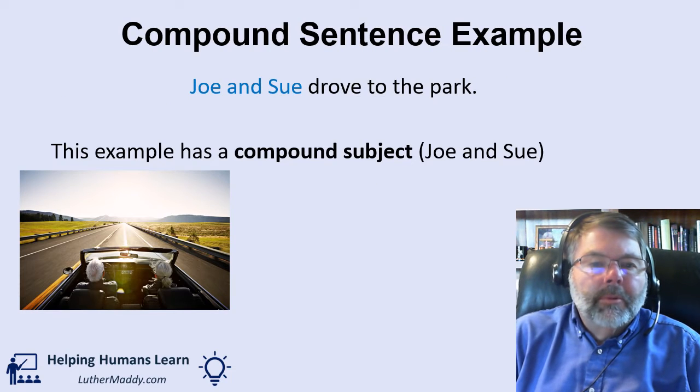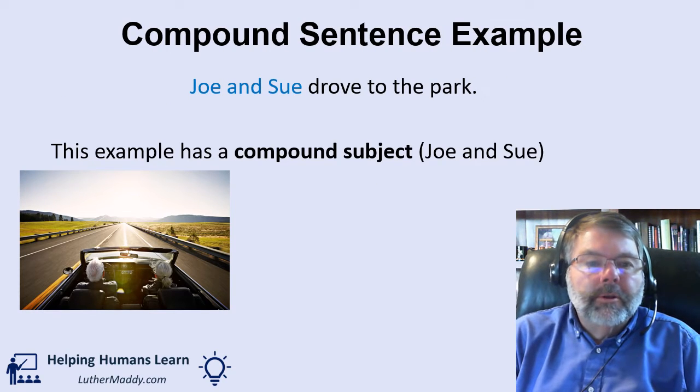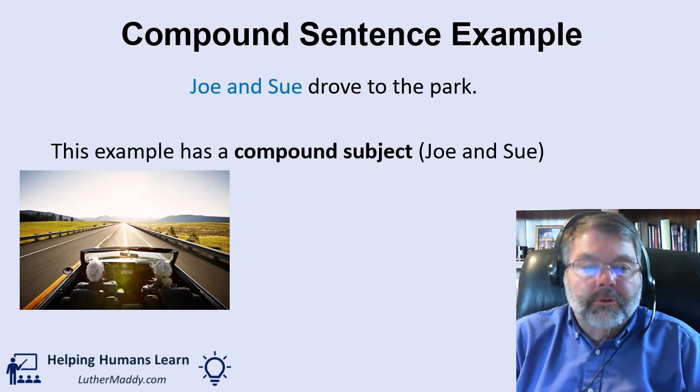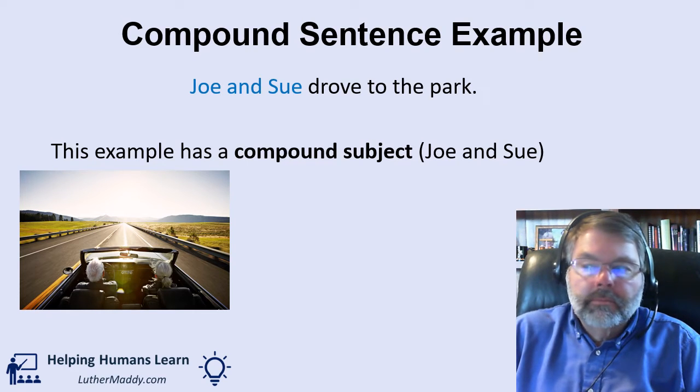Here is an example of a simple compound sentence. Joe and Sue drove to the park. In this case, we have a compound subject. Joe and Sue, two subjects in this case, and just a simple non-compound predicate, drove to the park.